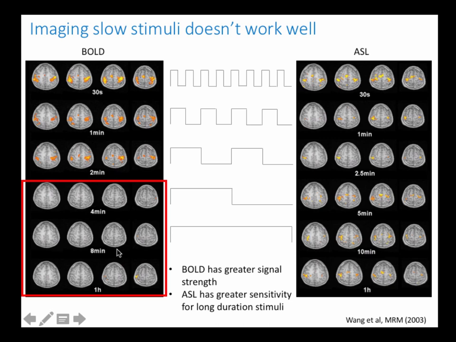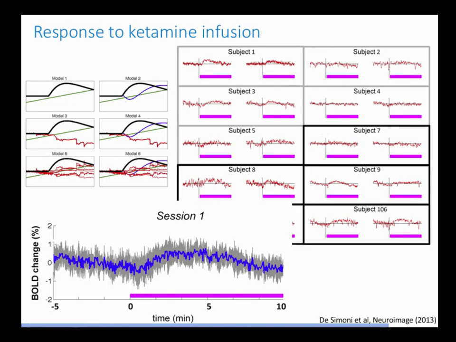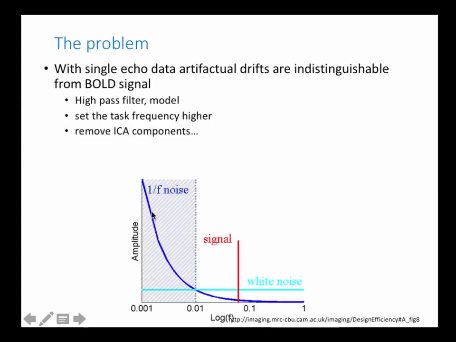It's obscuring the response. So one of the things that people will try to do is model all of these slow drifts. You can see in this particular paper they took a set of different models, tried to fit them, and chose the best model, and they said, this is what our data looks like. But what happens if you don't actually know what that model is? You might be removing some of the signal that you're actually looking for.